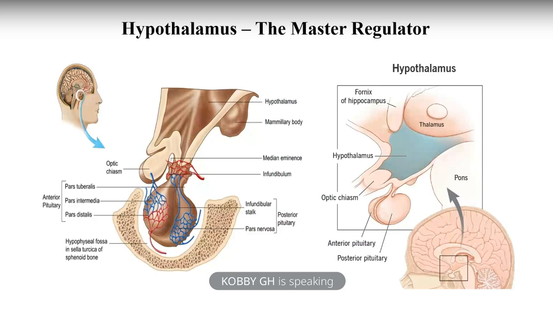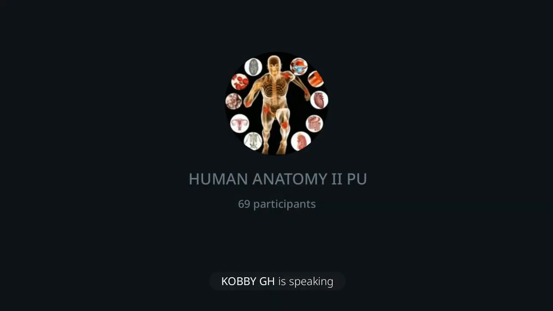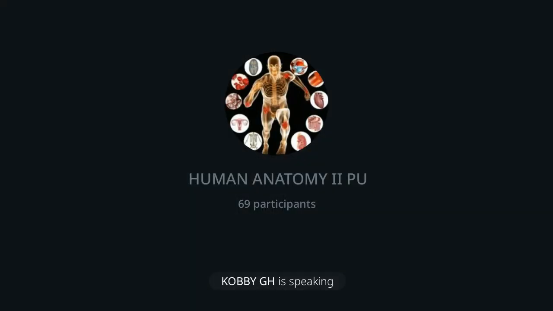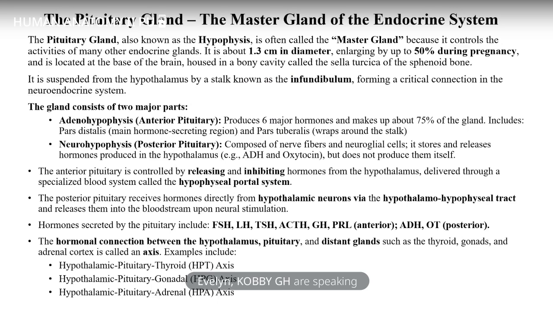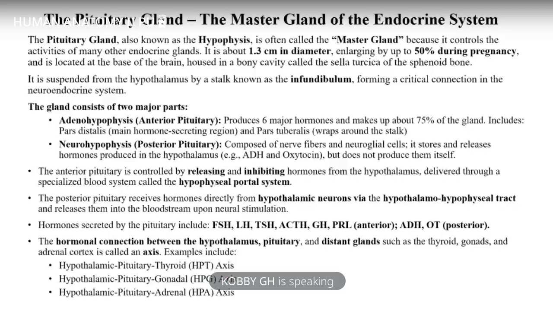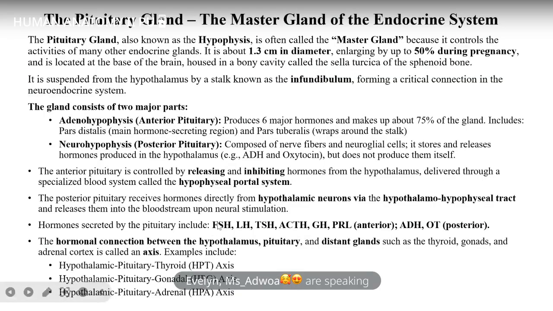Okay, that's fine. So know the hormones produced by the hypothalamus and know the hormones produced by the pituitary gland. What are some of the hormones produced by the pituitary gland? Growth hormone. Adrenocorticotropic hormone. Follicle stimulating hormone. Luteinizing hormone.